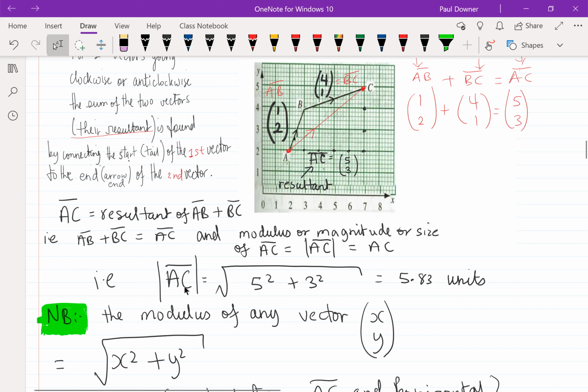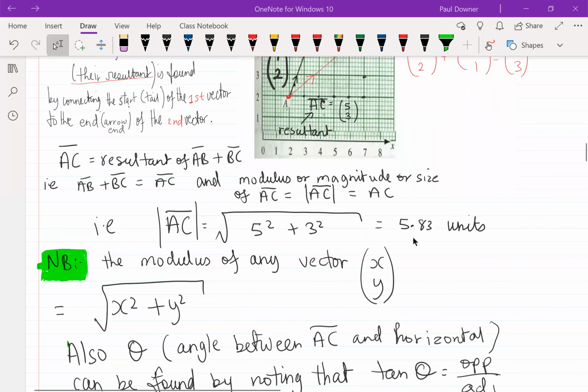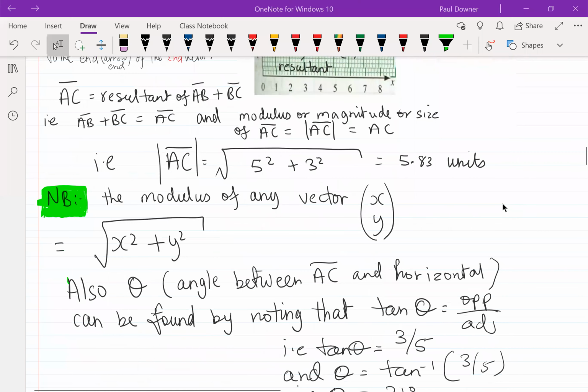So the modulus or length or size of the vector AC would be the square root of 5 squared plus 3 squared. This is 5, this is 3. 5 squared plus 3 squared works out to be 5.83 units. So if I were to do a scale drawing and measure this, I would end up with 5.83 units as my answer.